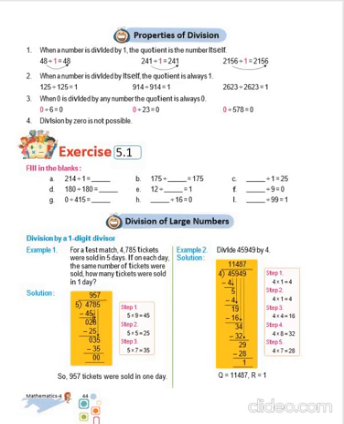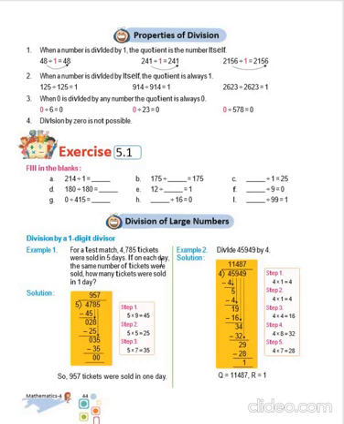47 minus 45 will be 2. We will take down this 8. 5 into 5 is 25. 28 minus 25 is 3. We will write down this 5. 5 into 7 is 35. So 35 minus 35 is 0. So in one day, we have 957 tickets that were sold.